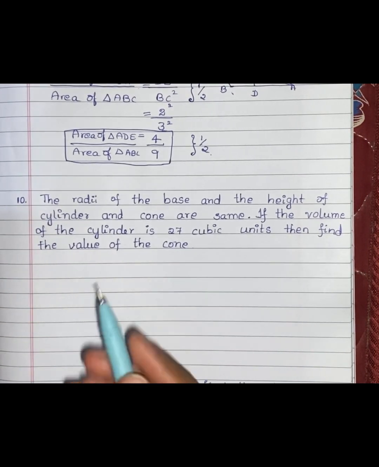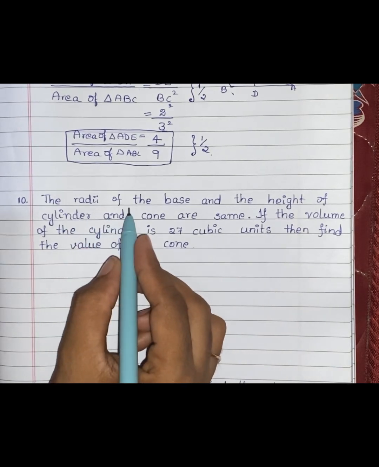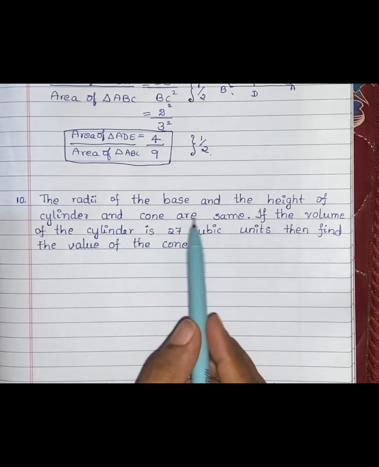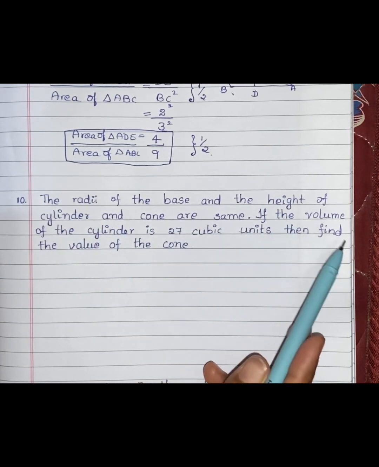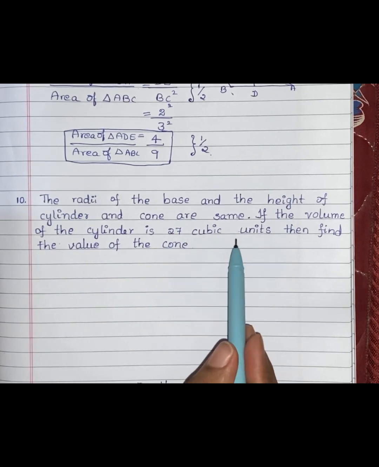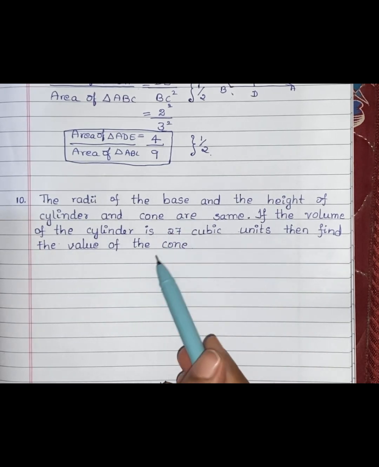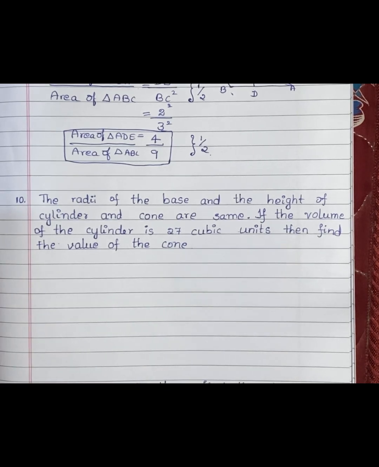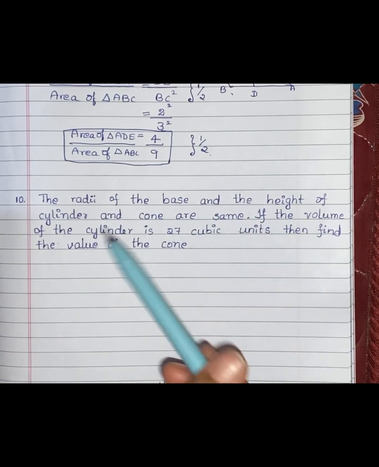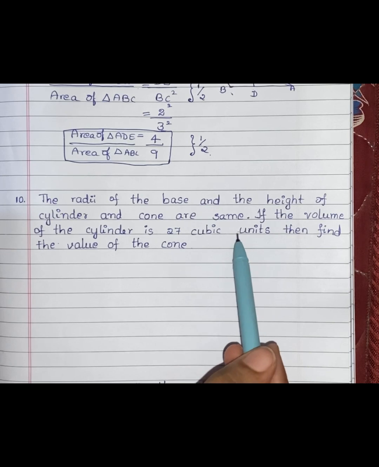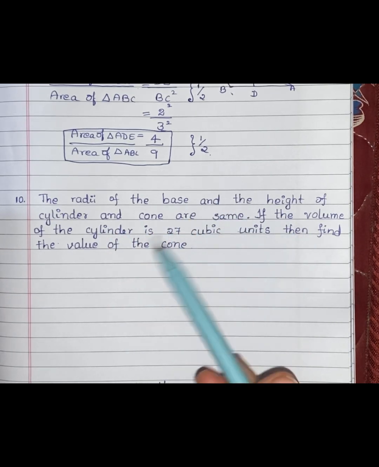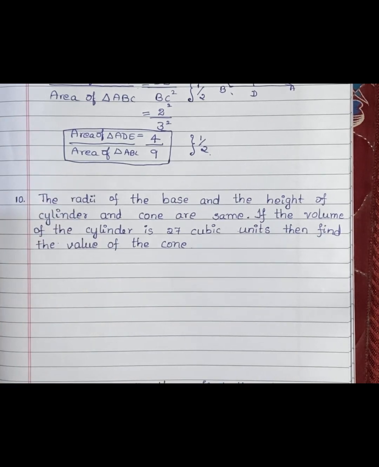Moving on to the 10th question. The radii of the base and the height of the cylinder and cone are same. Okay, if the volume of the cylinder is 27 cubic units, find the volume of the cone. Here we know the volume of the cylinder value, and they said that the radius of base and the height of the cylinder and cone are same. So for cone and cylinder they are same, but they have given volume of the cylinder is 27 cubic unit.